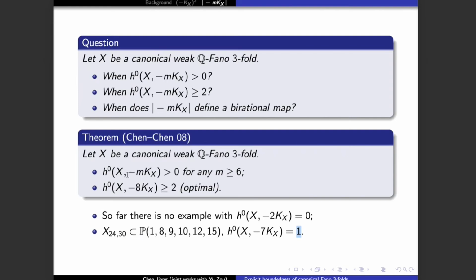Okay, but for the first question, we don't know the right answer, because as far as we know, there's no single example of a Fano threefold with terminal singularity such that minus 2K has no global section. So that means it might be possible to improve this m to 2, but we don't know.